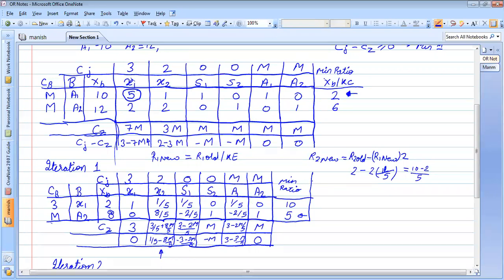Then we have to perform a row operation for the values of the second row. So R2 new will be equal to R2 old minus R1 new into 2. What is 2? This value is taken, whatever is the element in the key column for that particular row. So this is 2, then we calculate this value as 12 minus 12.